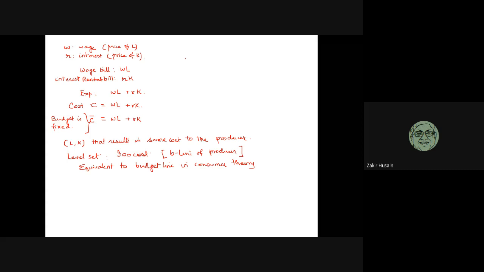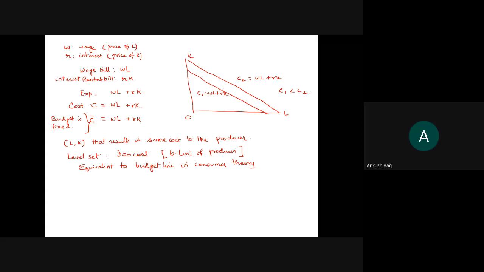And how do we draw it? We can again draw it for different levels. So here it is C1 equals WL plus RK. This is C2 equals WL plus RK, where C1 is less than C2. We can draw other isocost lines over here also. Is it clear, everyone? Yes, sir. Okay.